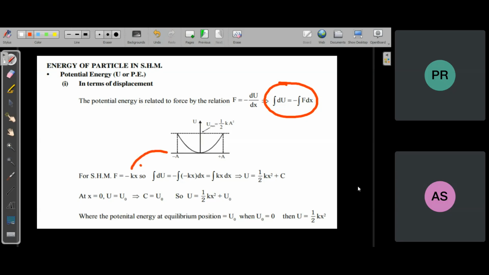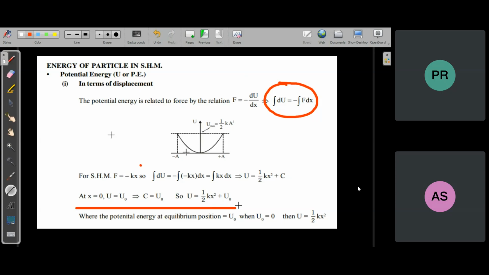So here, if you substitute this, you will get this equation U equal to half kx square plus c. So this is the equation of the potential energy. Don't forget this term c. You don't know whether the potential energy at the mean position will be zero or not, because potential energy at the mean position can have any value. The only thing is that it will be minimum at mean position. But maybe the minimum value is not zero.